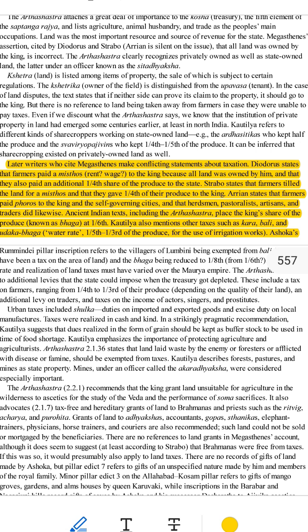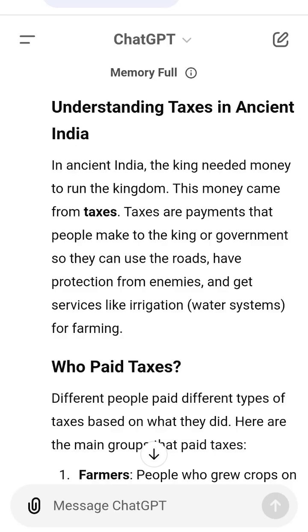What happened if the treasury was low? Sometimes the king didn't have enough money in the treasury to run the kingdom. In these cases, the Arthashastra stated that the king could impose extra taxes. Here's what that looked like. 1. Farmers could be asked to give 1/4 to 1/3 of their produce depending on the quality of their land. Example, if a farmer had good land, they might have to give 1/3 of their harvest. If they had less productive land, it might be 1/4.